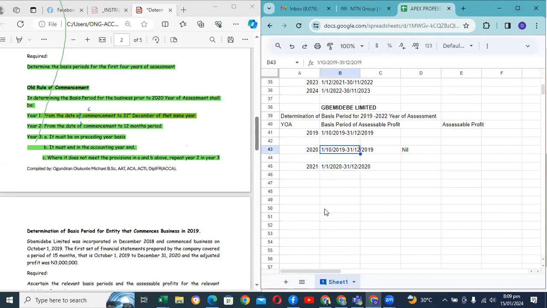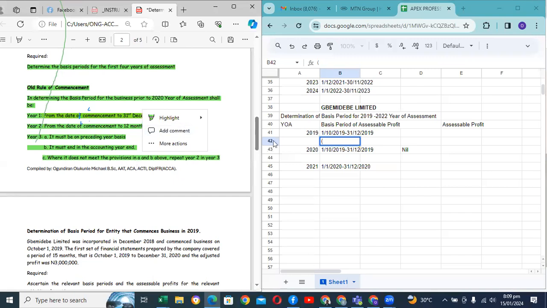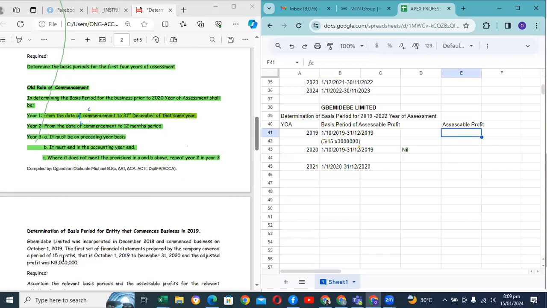So now let me determine the assessable profit. How many months do we have there, from October to December? 3 months. So I'll do 3. How many months are there in this 3 million? 15 months. So I have to bring out the 3 months portion of the 15 months, right? Yes, sir. So 3 divided by 15 times 3 million should give you 600,000.